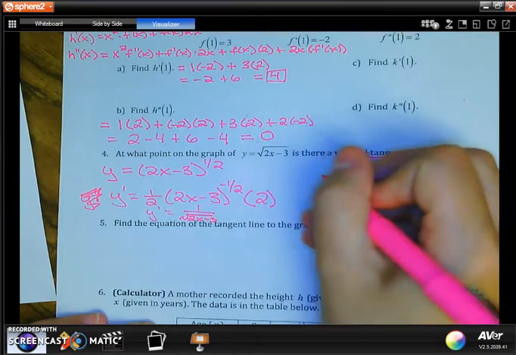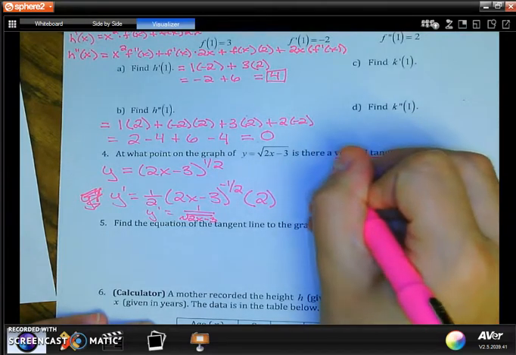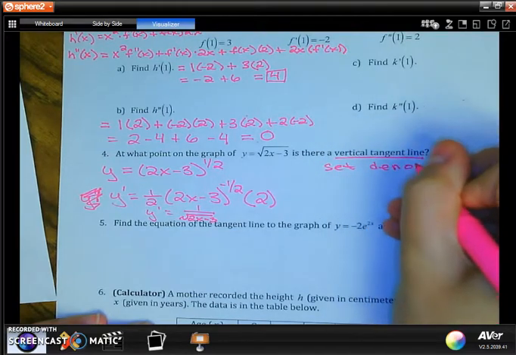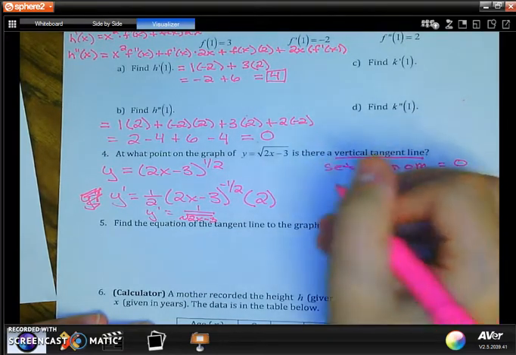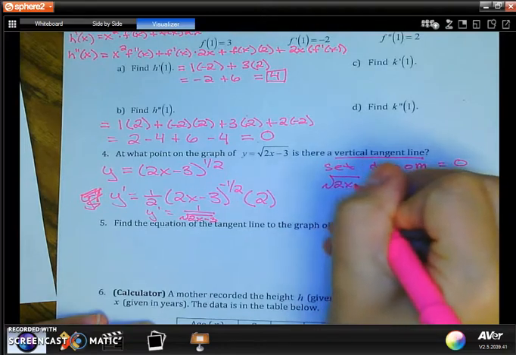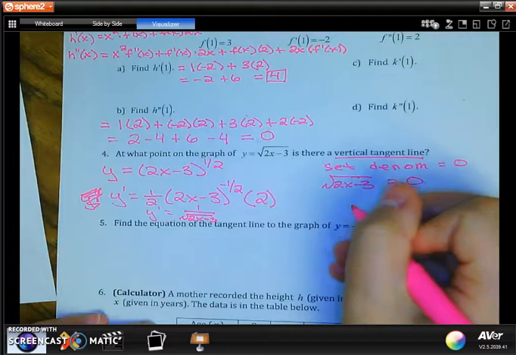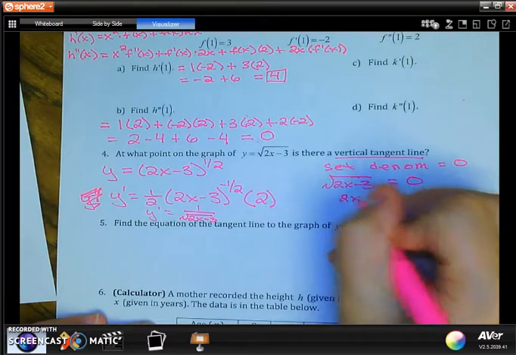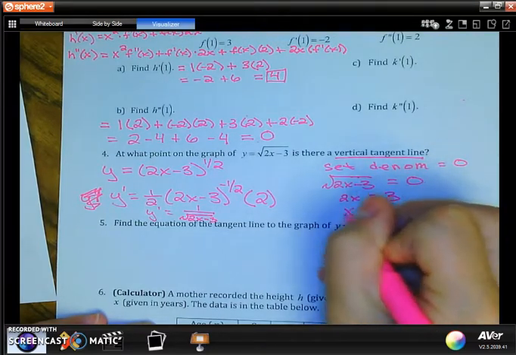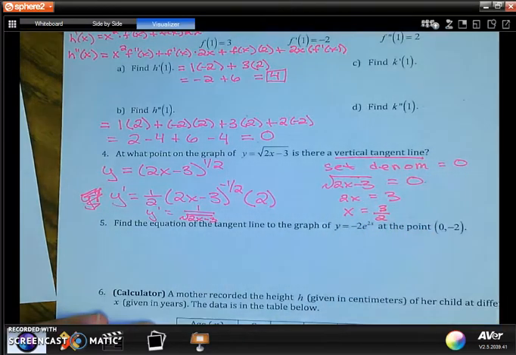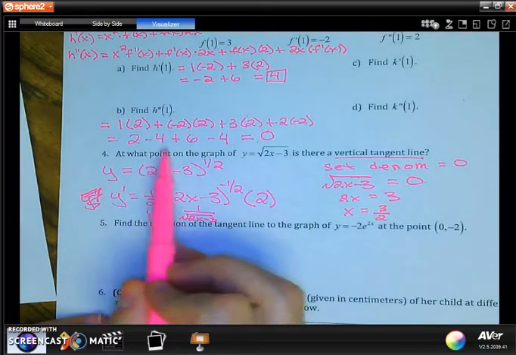So we are going to set that. For the vertical tangent line, you should be thinking: set the denominator equal to 0. So we're going to set that equal to 0, square both sides, and then subtract 3. So you get this, and then x is going to be 3 over 2. So that's going to be the x value, and then we make sure we are answering the full question.